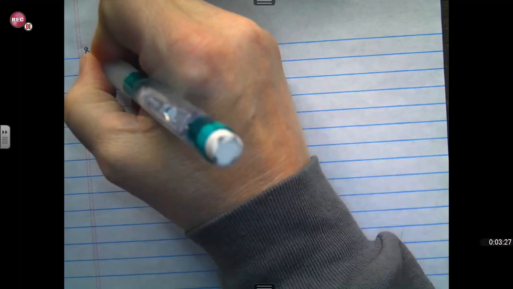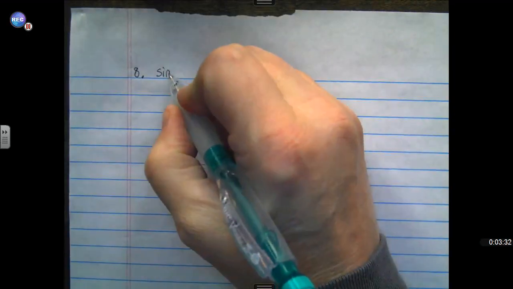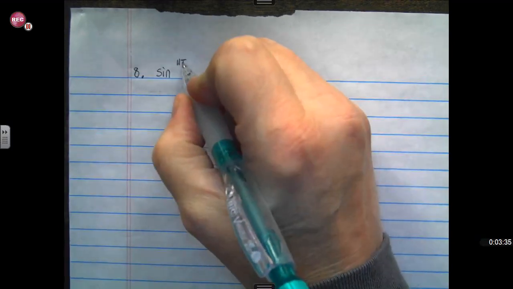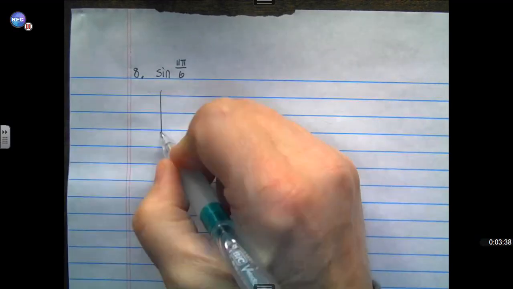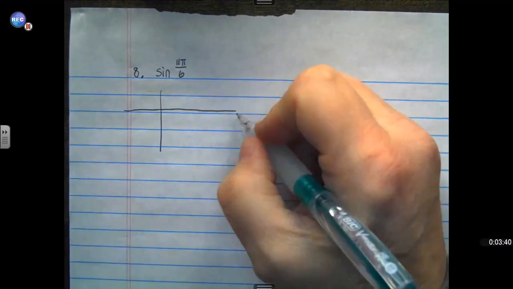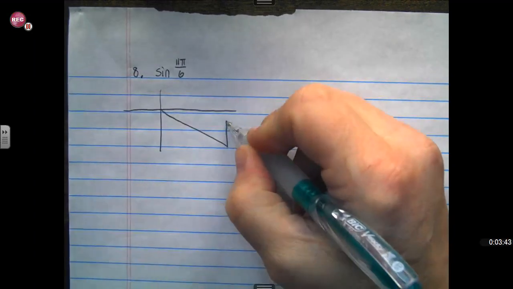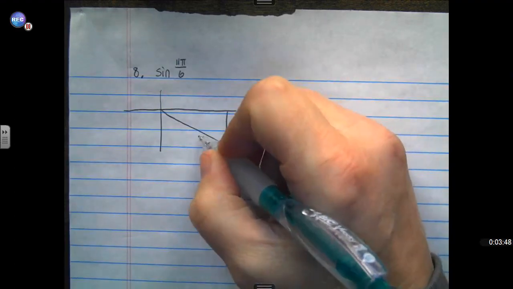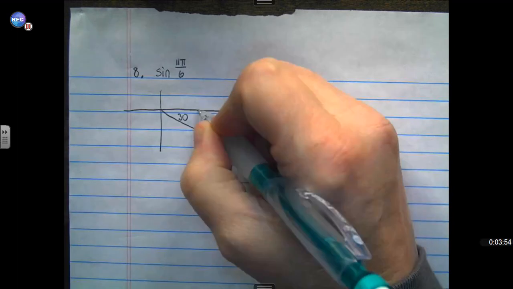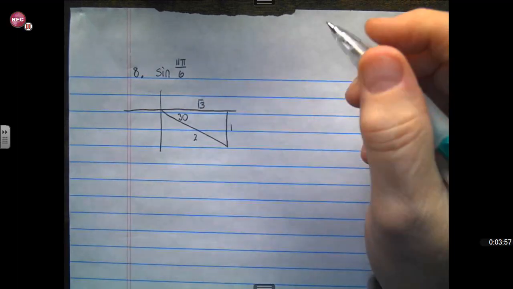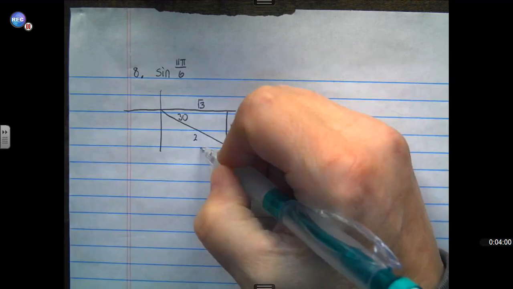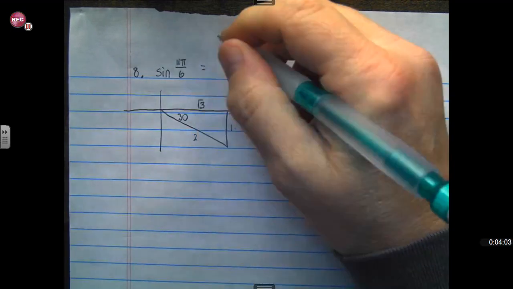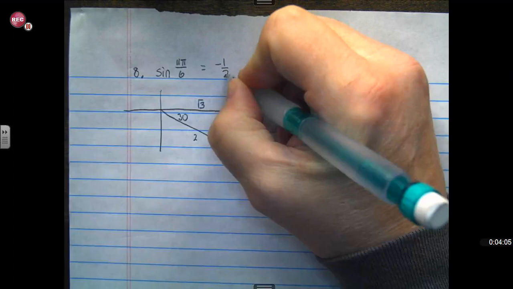So number 8, you're supposed to find the exact value for the sine of 11 pi over 6. And 11 pi over 6 is going to be down here in this fourth quadrant. 12 pi over 6 would be 2 pi. So 11 pi over 6 would be 1 down from that, the 30-degree reference angle. So this is 1, 2, square root 3, and sine is y over r. And so the answer here is -1/2.